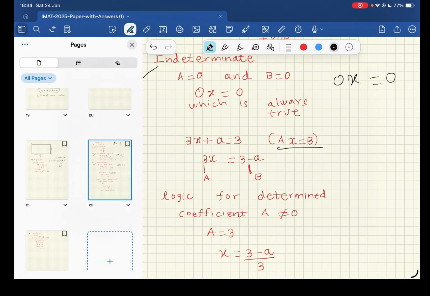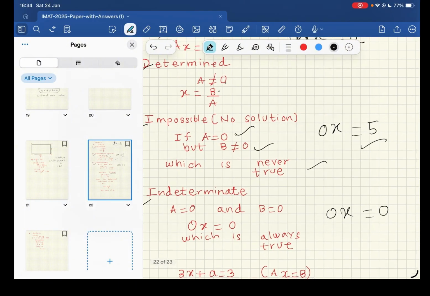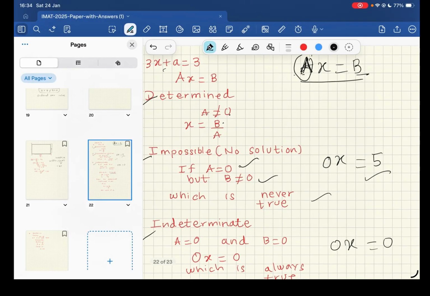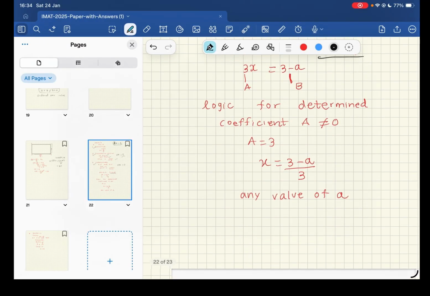So we know the three types. One is determinate, a unique solution. Second, no solution. Third, infinite solutions. For the determinate, we have discussed that a is not equal to 0. Then it's determinate.